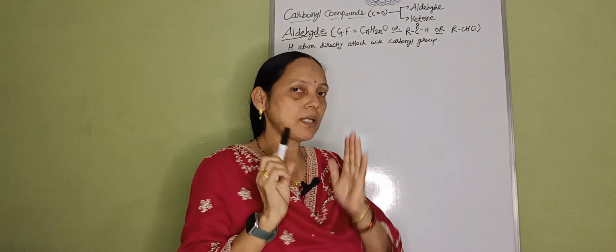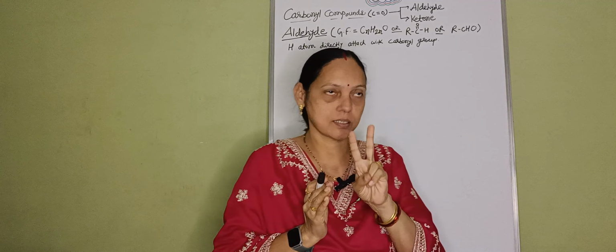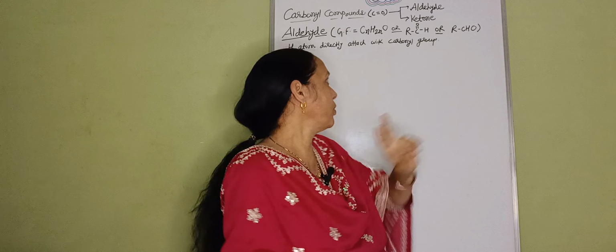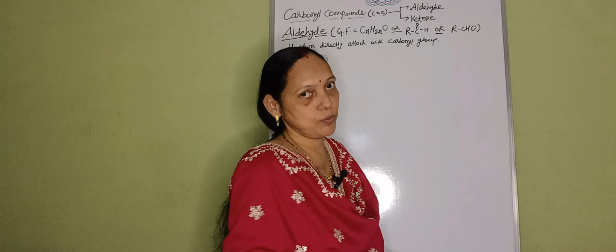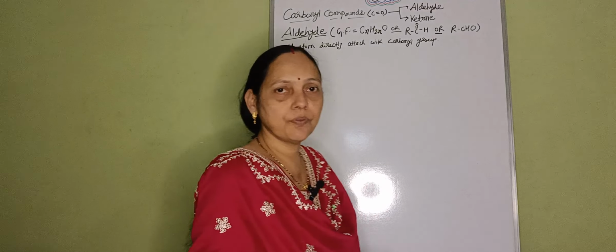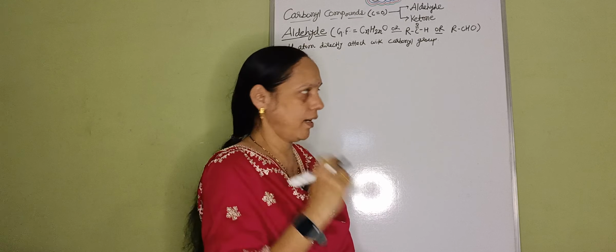Okay. Now this carbonyl group is divided into two parts. First group is called as aldehyde group. Second group is called as ketone group. So how many groups are there? Two groups are there, aldehyde as well as ketone. So first of all, we'll discuss something about the aldehyde group.